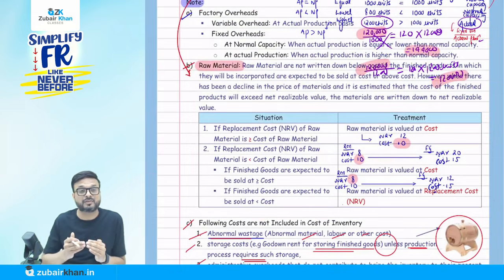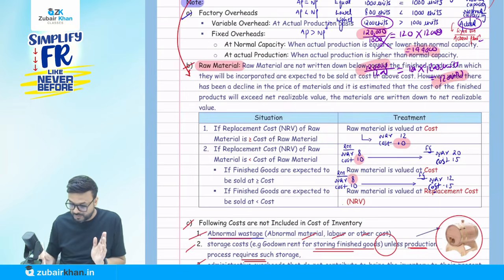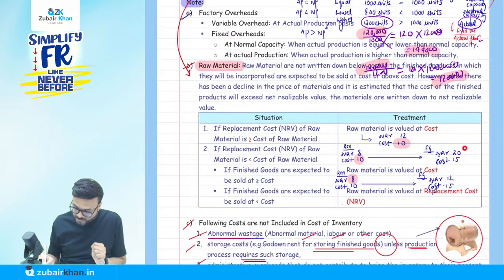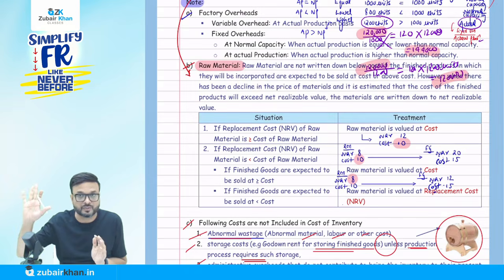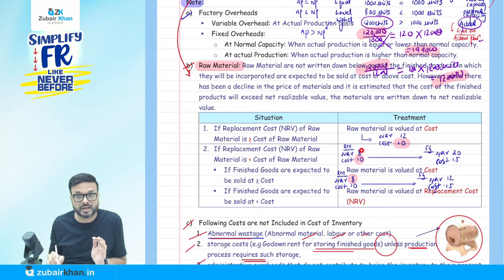But if my NRV is going to be lower than the cost, one exception: we have to see the finished good. If the finished good is expected to sell for more than the cost, no problem. If it is going to sell the finished good for more than the cost, it means there will be no loss in the future. So even though my NRV is lower, I will record it at cost.